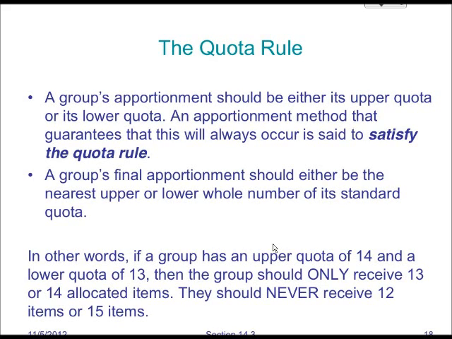Okay, part 2 of section 14.3. I left off with the quota rule. The quota rule is kind of a fairness thing.